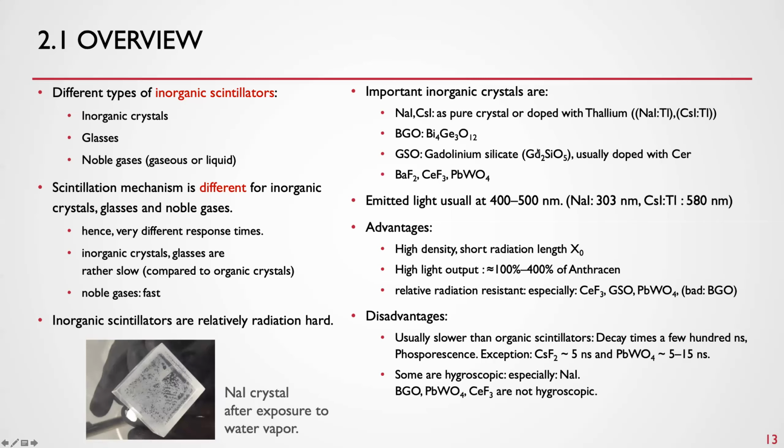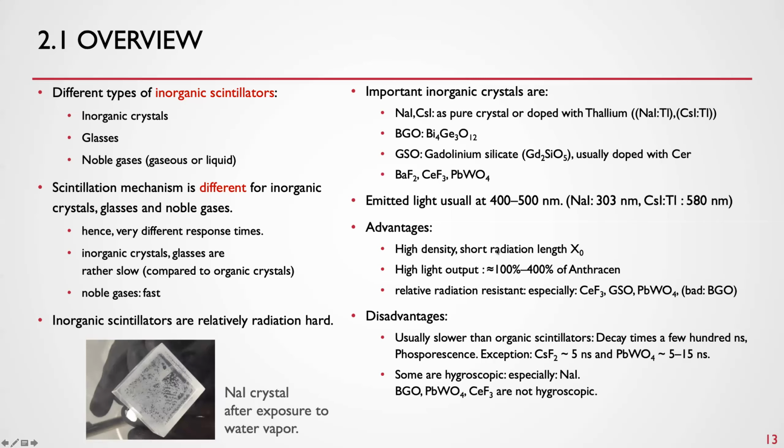Other important inorganic crystals are sodium iodide and cesium iodide with different dopants to change the transport behavior of the potential ionization signal and the scintillating light. Then BGO, we already discussed, it was used in the LEP experiments. Then there are many lead compounds, and lead tungstate is used in the CMS experiment.